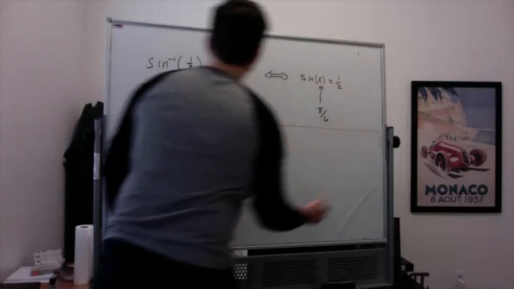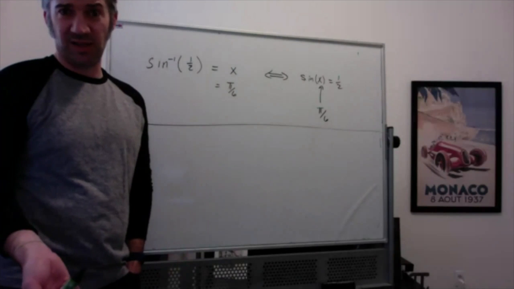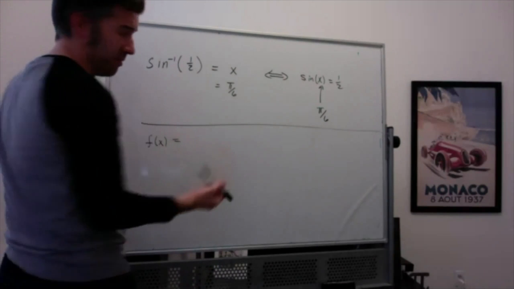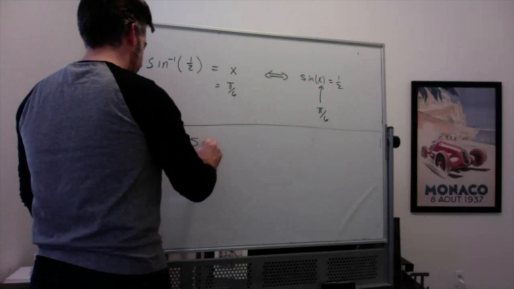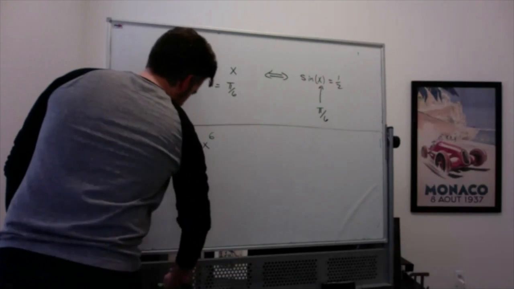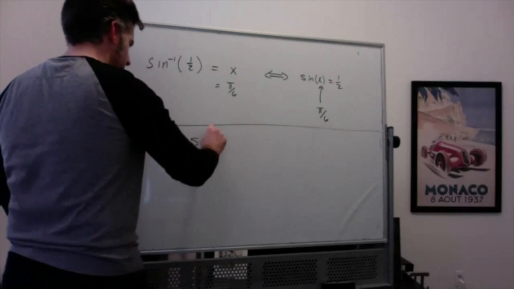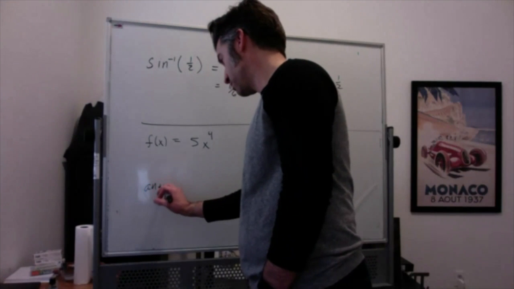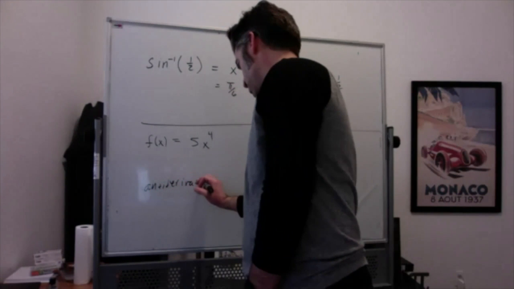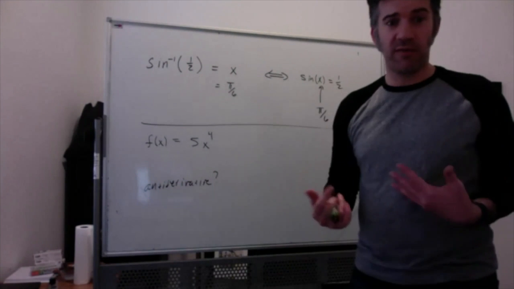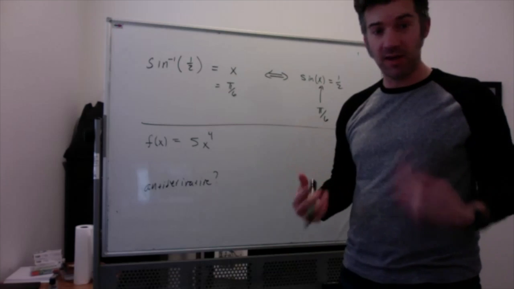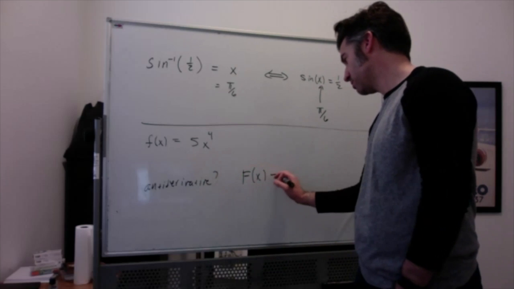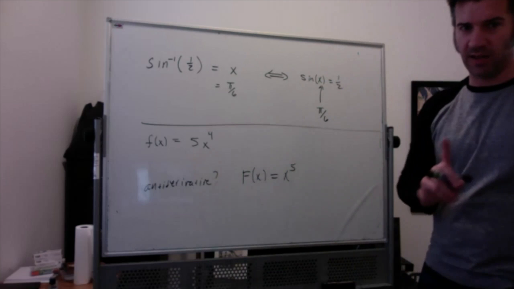Typically the notation we use for this is capital function letters. So if I say that my function f of x is equal to, I'm going to pick something easy, like 5x to the 4th. And I say, okay, what's the antiderivative? Well, I'm looking for the function, and if I take the derivative of it, I get 5x to the 4th. Well, I know what that function is. That function is x to the 5th.